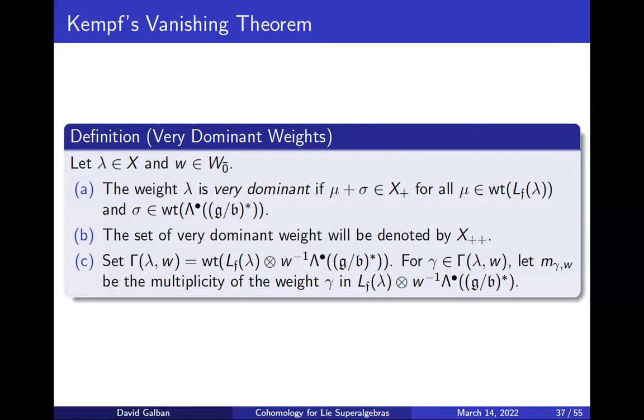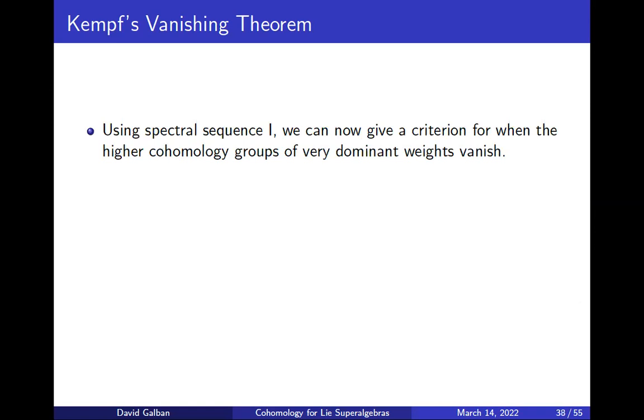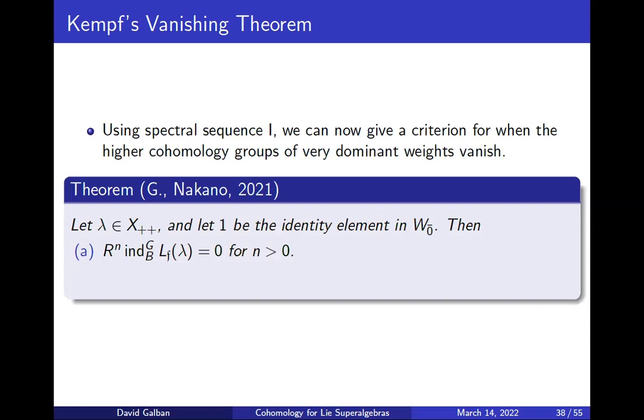Then we set Gamma(lambda, w) to be the set of weights of the module alpha of lambda tensored with w inverse applied to the exterior algebra. For any little gamma in this set, we're going to let m(gamma, w) be the multiplicity of the weight gamma in this module. With this all in mind, we can give a criterion for when the higher cohomology groups vanish. If lambda is very dominant, and we let 1 be the identity in the even Weyl group, then the higher right-derived functors of induction from B to G of L lambda are going to equal 0 for all n greater than 0.